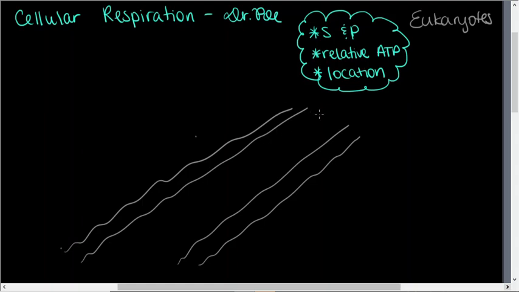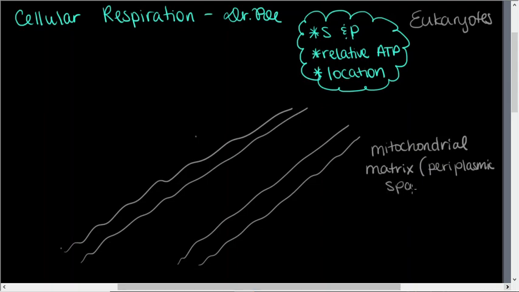For prokaryotes, it's the same idea, but instead of having the mitochondria involved, so this would be the mitochondrial matrix over here, prokaryotes don't have mitochondria. Instead, the same process would take place in the periplasmic space, and that's the space between the cell membrane and the cell wall.